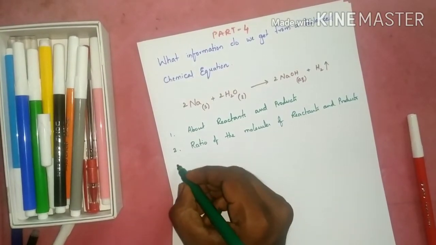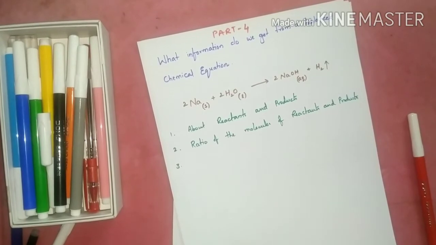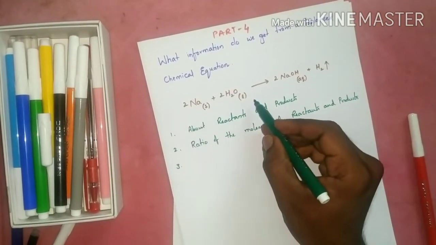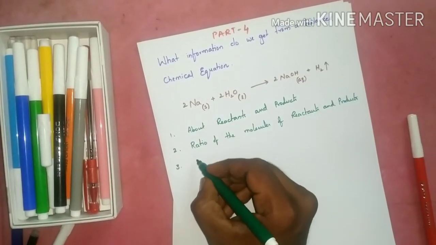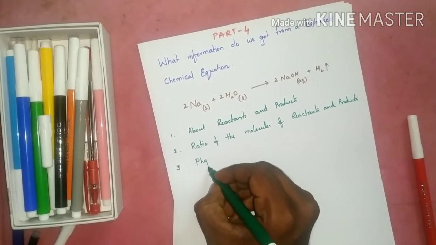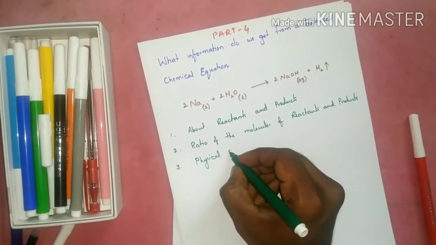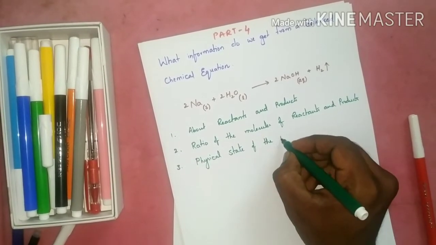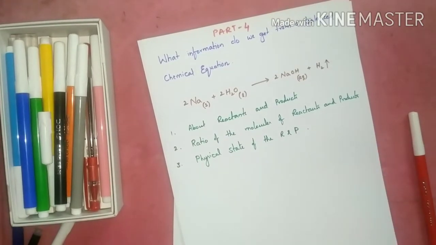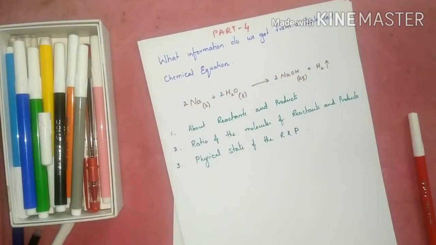Still, what information are you getting? You can say that it is solid, it is liquid, it is aqueous. So it says about the physical state. A balanced equation can say the physical state of the reactants and products. Is it completed? No. It is one example we have taken. In some other equations we will get some more information.